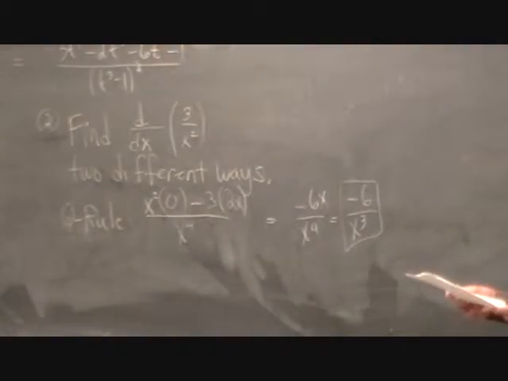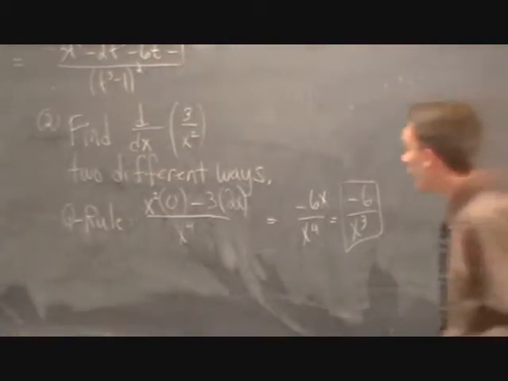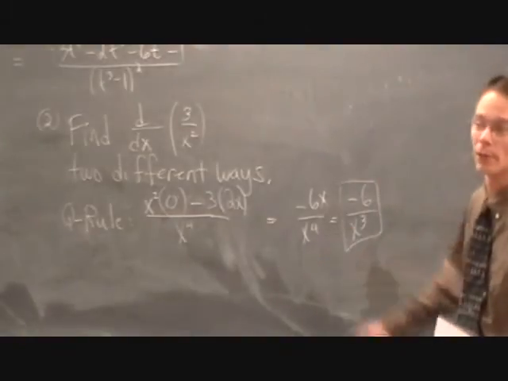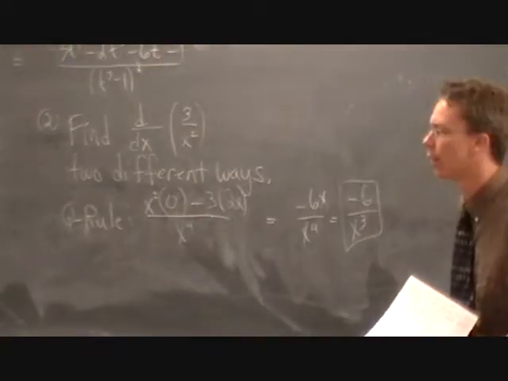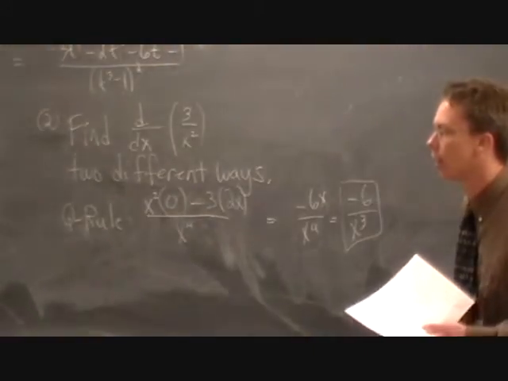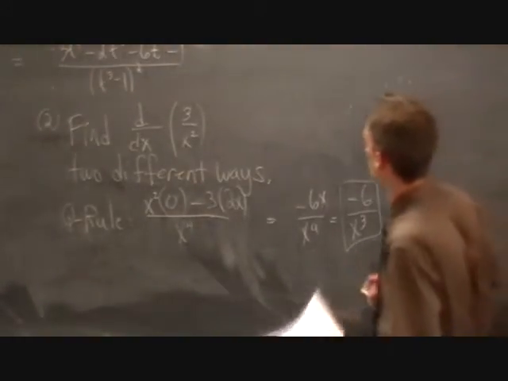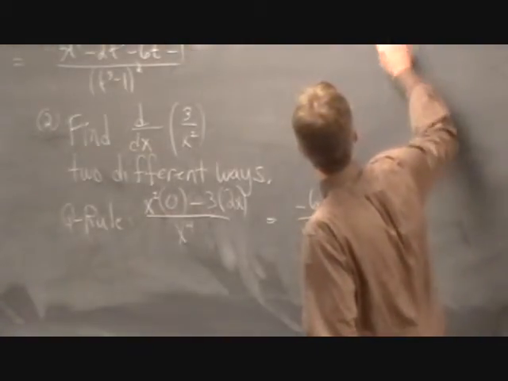If we wanted to do this another way, what could we do? What would we have done a week or 3 school days ago? Can't we just bring the x squared up and make it a negative exponent? Yeah. So we could have used power rule.